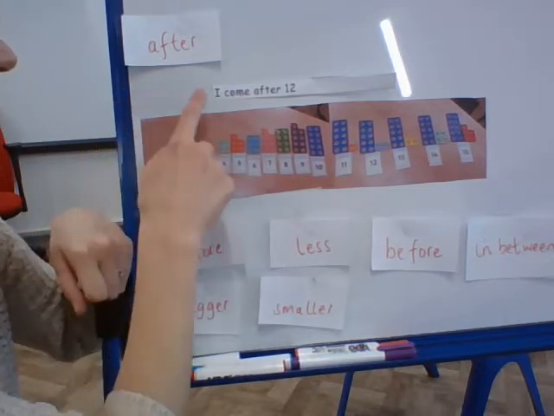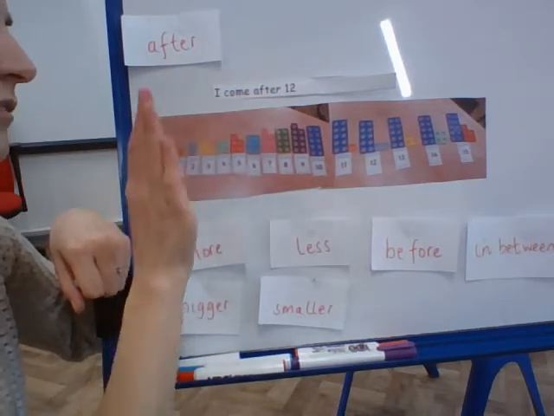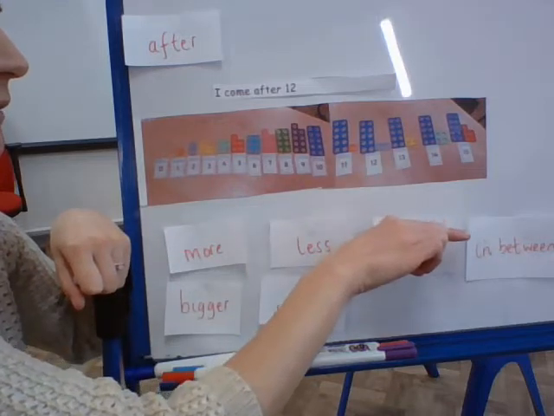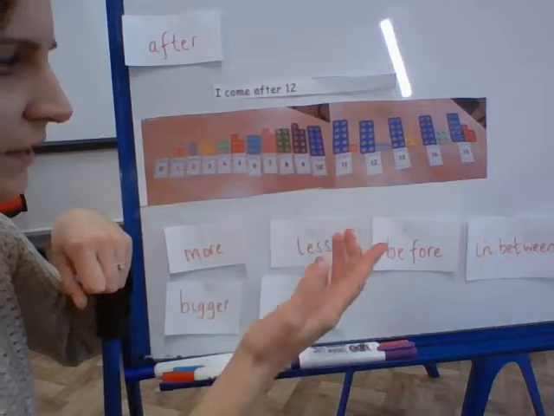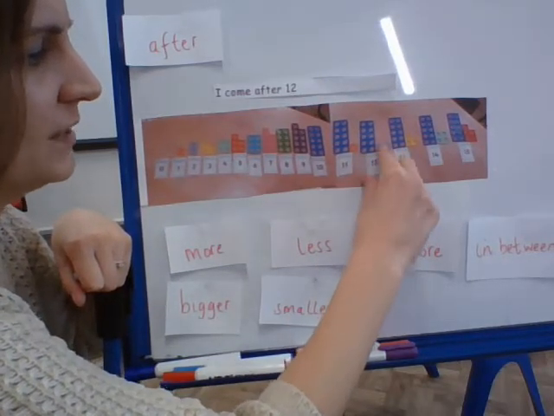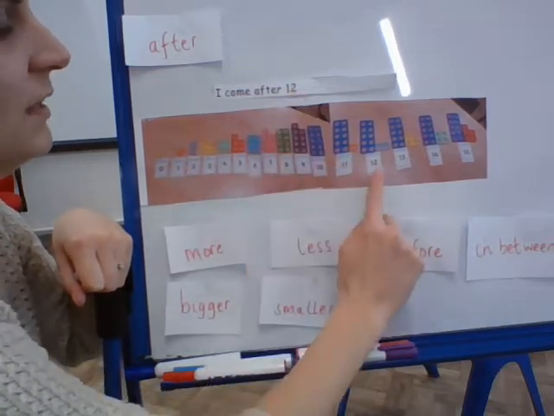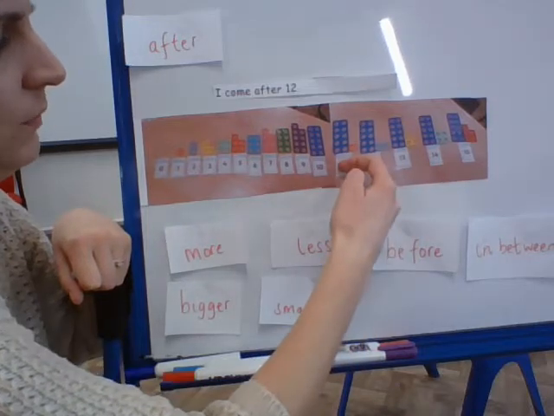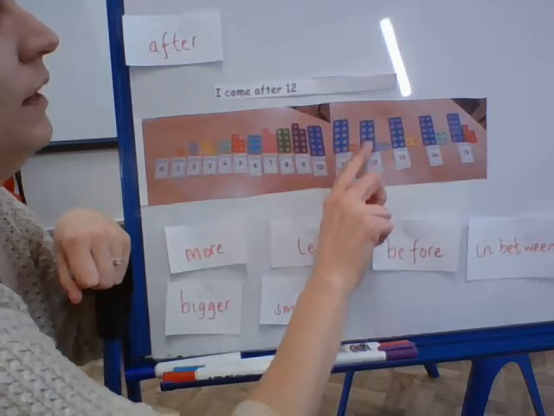So, I come after. So if it comes after, I'm going this way on my number line. Okay, so it comes after the number 12. So let's find 12. Oh, here's 12. I know it's 12. 12 is 1 ten and a 2. And look, I can match the numbers to my question, couldn't I? I come after. Well, I'm not going to go this way because that would be before. After is going to be bigger. It's going to go up.